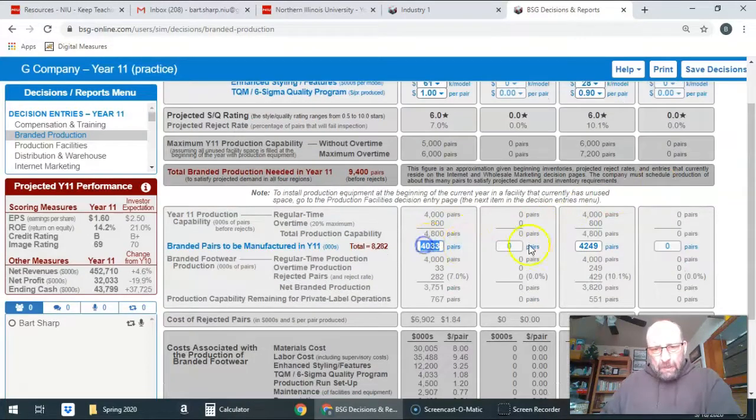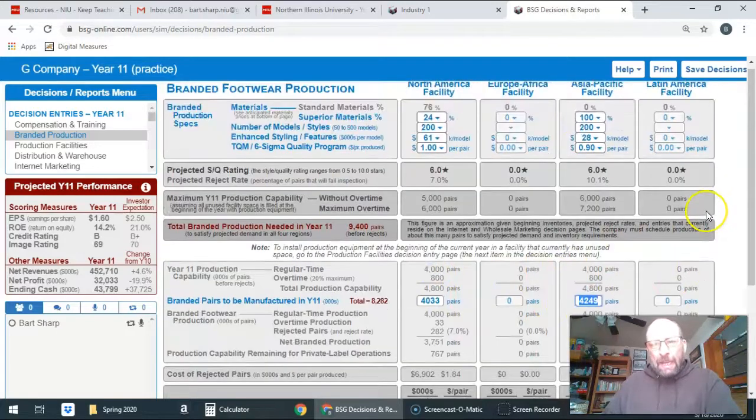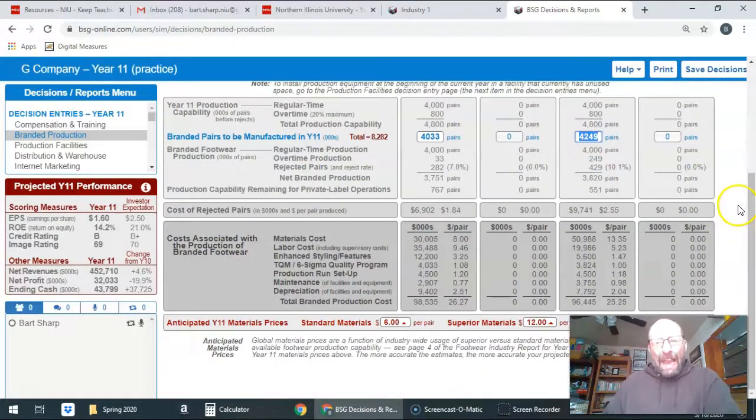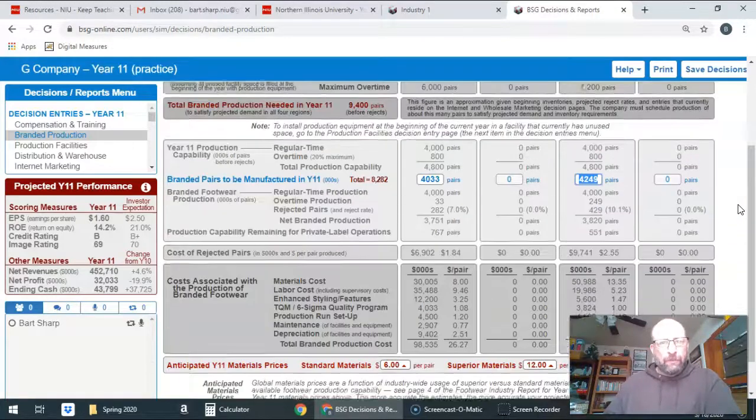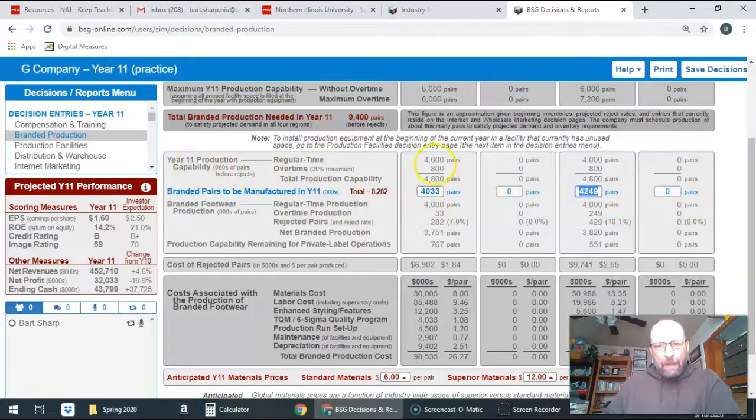This part down here, this is where you decide how many pairs to actually produce in each factory. So you have a certain amount of capacity in each factory, right? In North America, you have 4,000 pairs worth of capacity. You could make up to 4,000 pairs on first shift. You also have the ability to ask your employees to work overtime, so you can make another 20% on top of that. So your total capacity in North America is 4,800 pairs. Total capacity in Asia is 4,800 pairs. That doesn't mean you should necessarily produce all of those.